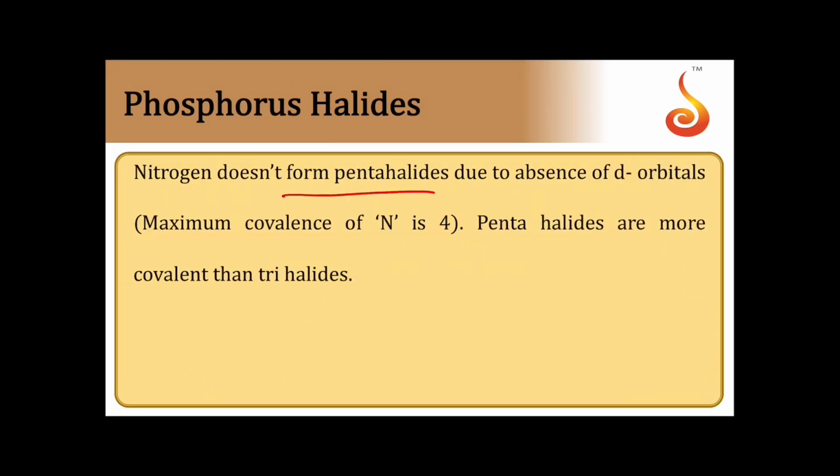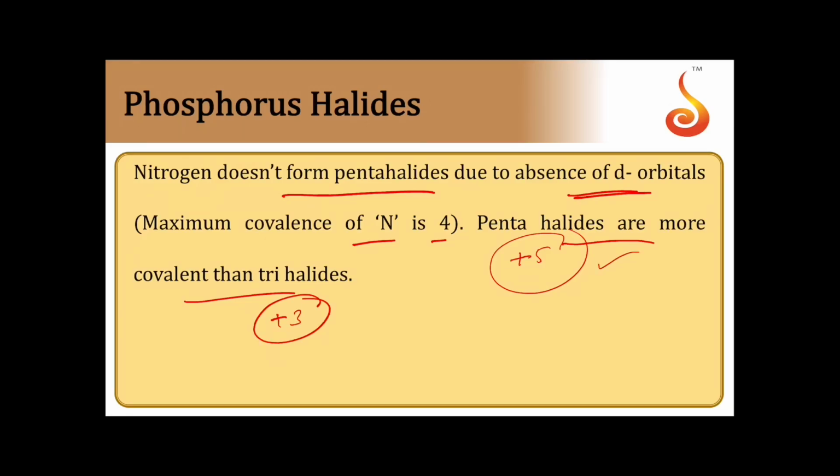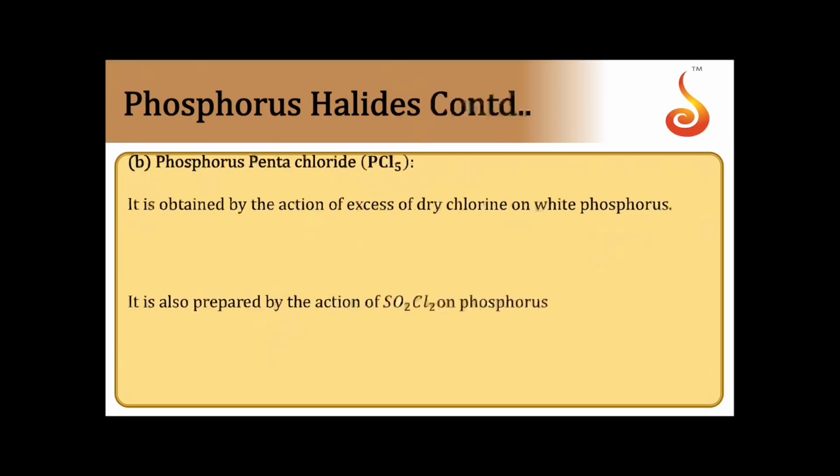Nitrogen does not form pentahalides because of the absence of d orbitals, and the maximum covalency of nitrogen is only 4. Pentahalides are more covalent than trihalides. Pentahalides have a +5 oxidation state, whereas trihalides have only +3. According to Fajan's rules, more charge always leads to more covalent character. Hence +5 state compounds have more covalent character.